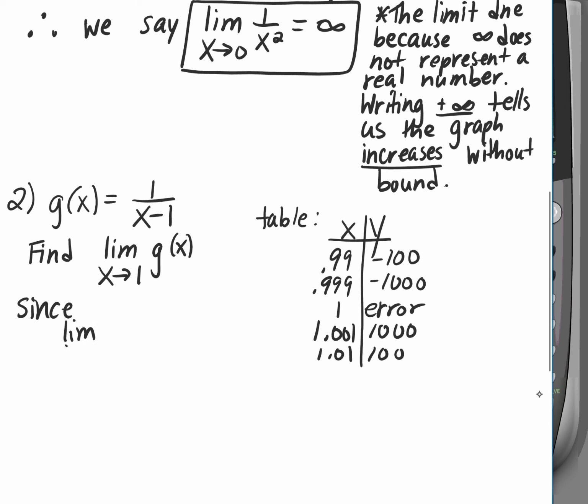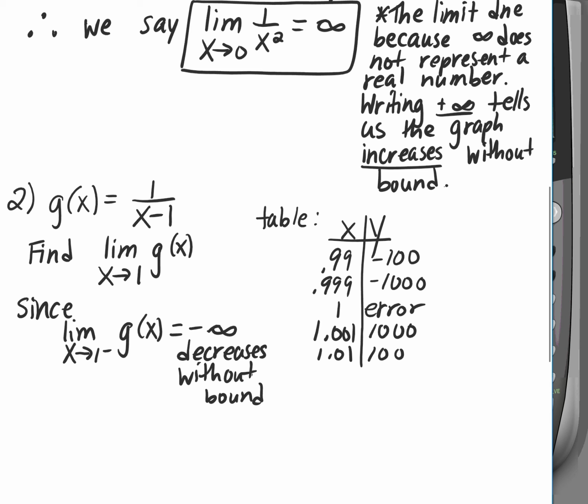So this is going to actually bring us back to our one-sided limit situation. The limit from the left side of g of x is equal to negative infinity, which means it decreases without bound. The limit as x approaches 1 from the right of g of x is equal to positive infinity, which means it increases without bound.